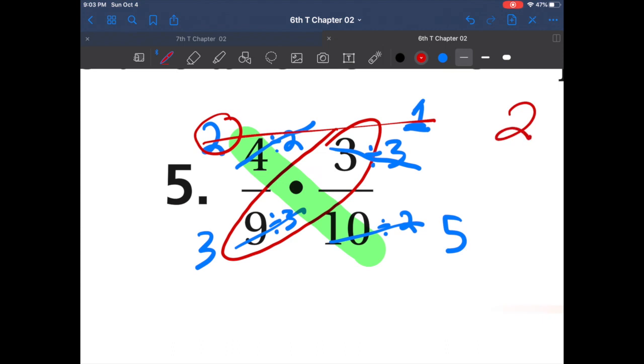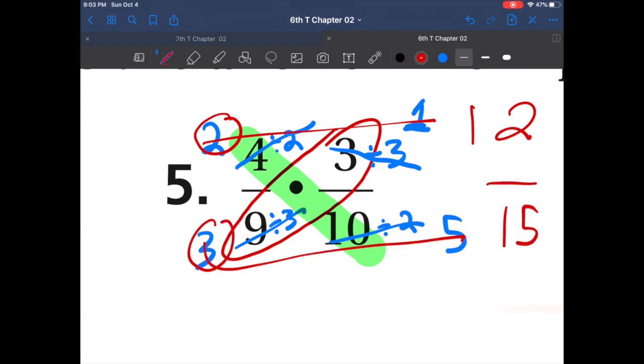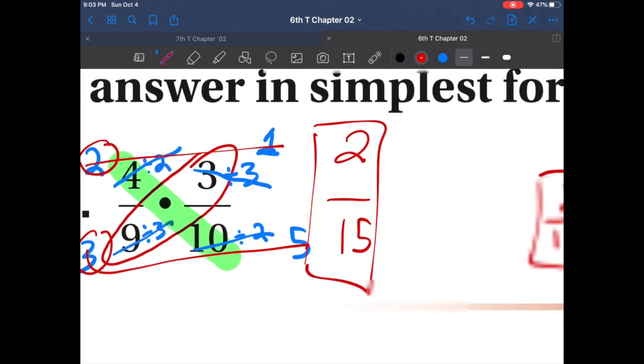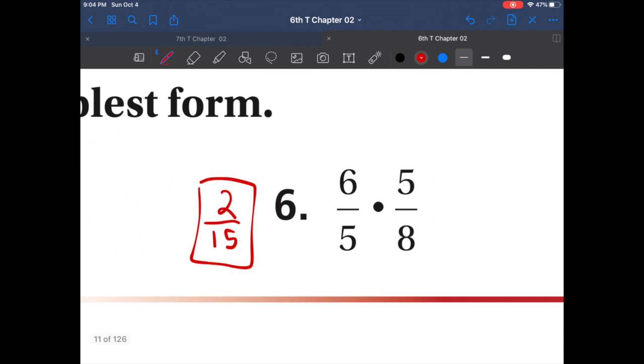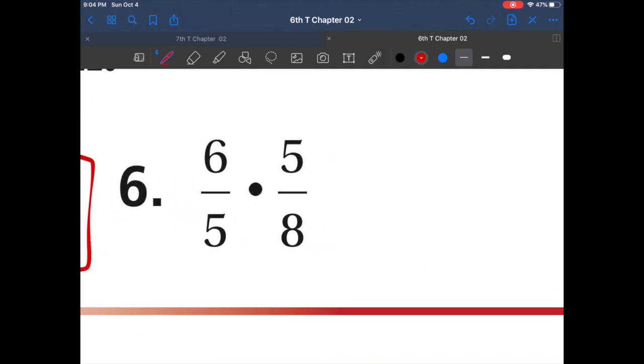So 2 times 1 is 2. And then 3 times 5 is 15. Well, would you check that out? We got the exact same answer. Let's try another one. All right, let's do it the long way first.